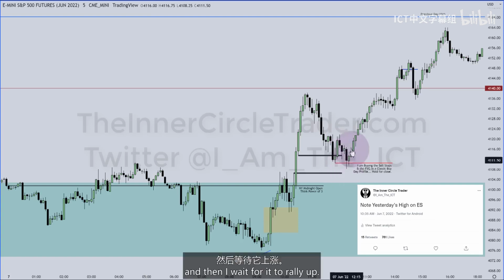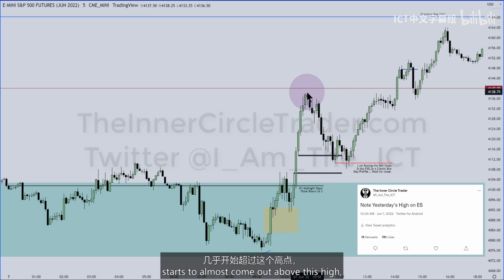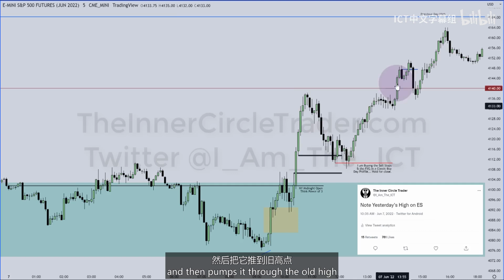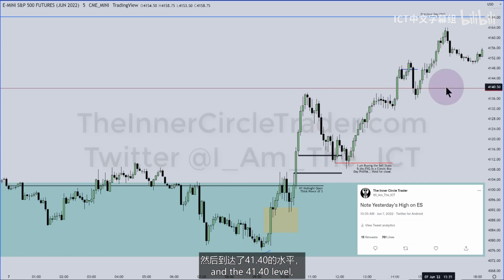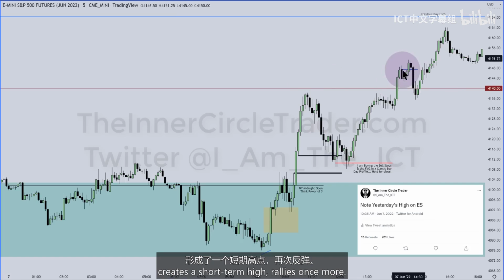I go long there, and then I wait for it to rally up. So it starts to rally up. It consolidates a little bit in here, and then starts to almost come out above this high, and it creates a small consolidation, and then pumps it through the old high and the 4140 level. Creates a short-term high, rallies once more.